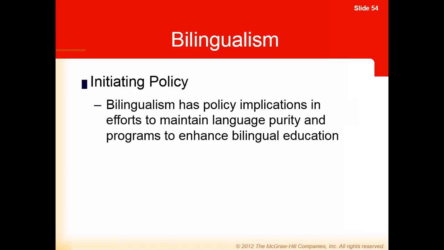It is not without controversy. A lot of people oppose bilingual education and bilingualism. It has policy implications in efforts to maintain English as the dominant language here in the United States of America and programs to enhance bilingual education. One of the things that people oppose is creating conditions sometimes where we can use other languages in settings other than English. There are people within the United States of America that believe if you're going to be in the United States of America, you should speak English and be committed to learning to speak English. In fact, that is one of the criteria for the naturalization process.